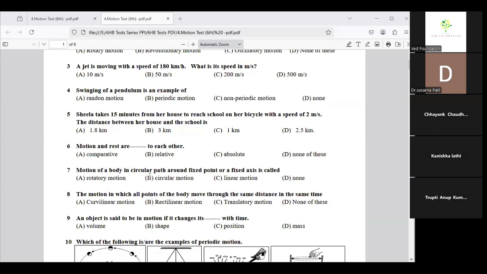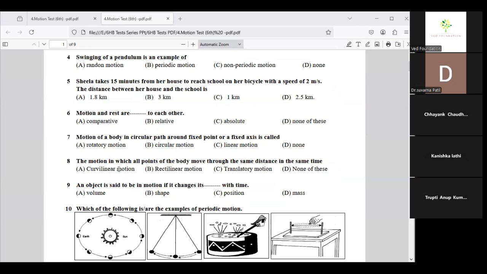7. Motion of a body in a circular path around a fixed point or a fixed axis is called. Options are rotatory motion, circulatory motion, linear motion, and none of these. And the correct answer of 7 is option B. Motion of a body in a circular path around a fixed axis is called circular motion.